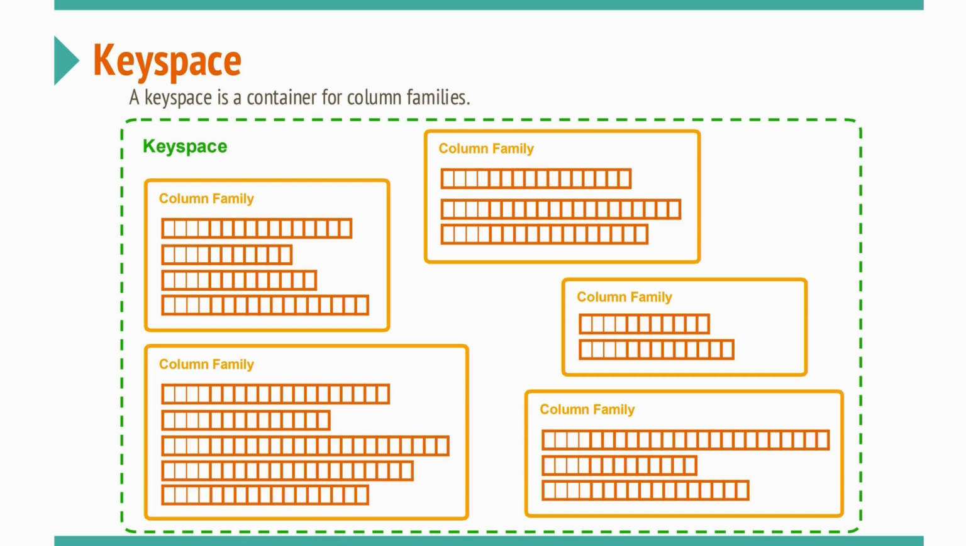Finally, at the very top of our hierarchy, we have the key space. A key space is simply a container for all your column families. It's the equivalent of a database or a schema in the relational world. It's the outermost container that holds your entire application's data, which is then organized into various column families.